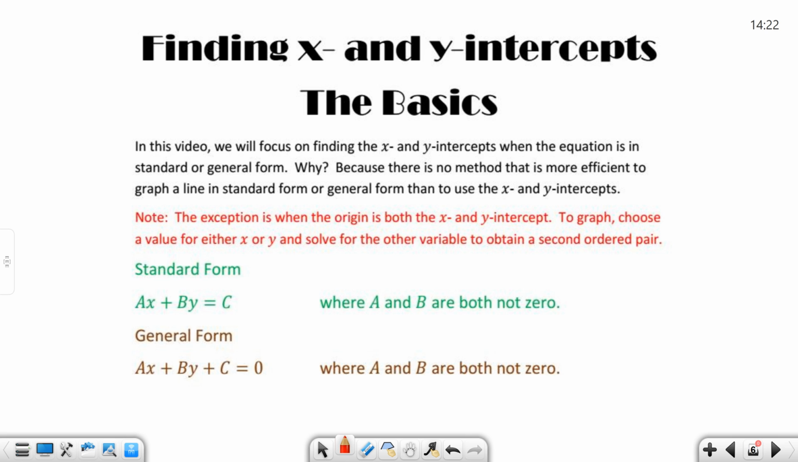Standard form, recall, is AX plus BY equals C, where A and B are both not 0. That's the case for general form as well. A and B are not both 0. But general form is AX plus BY plus C equals 0. So basically, the C is over here. You're just moving it over for general. If I start in general form, I'm going to move the C to this side so I have it in standard form because it's a little easier to find intercepts the way I do it with it in standard form. So again, when I'm given general form, I simply move the C to the other side, and then I have it in standard form.